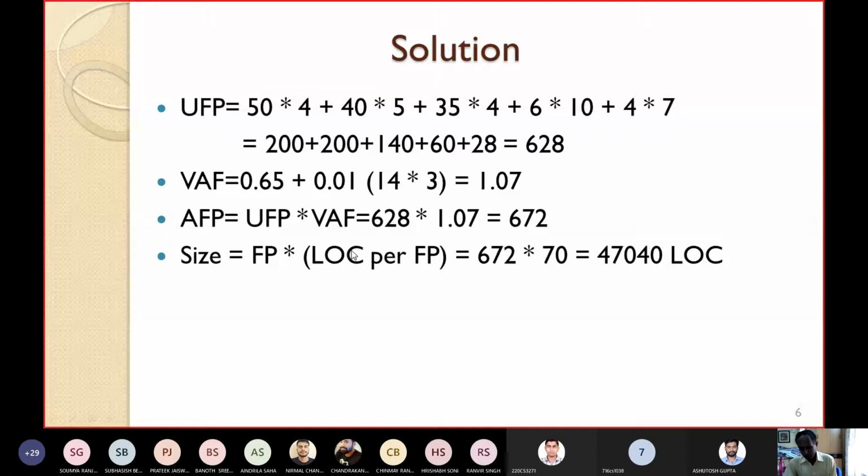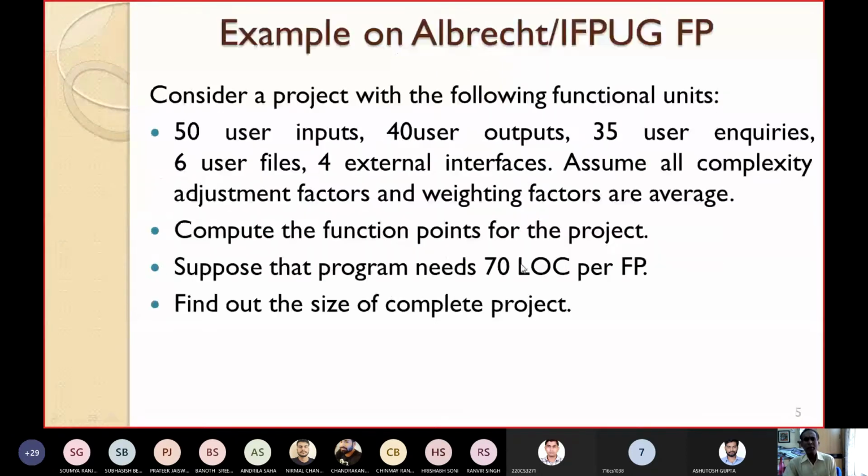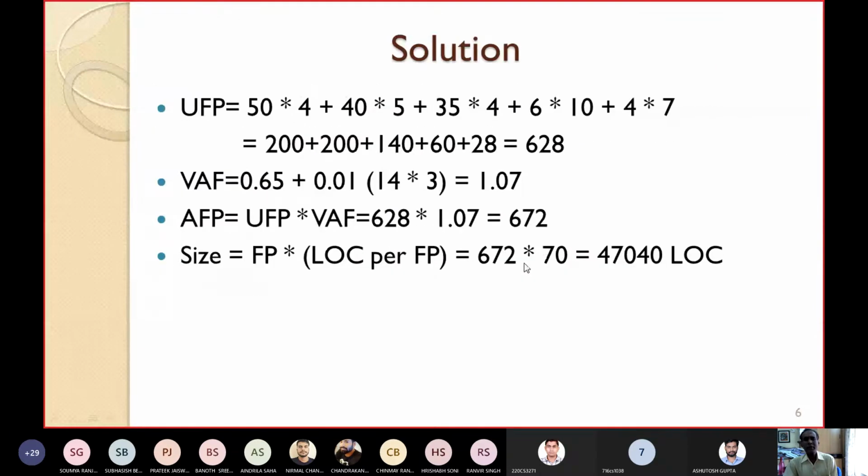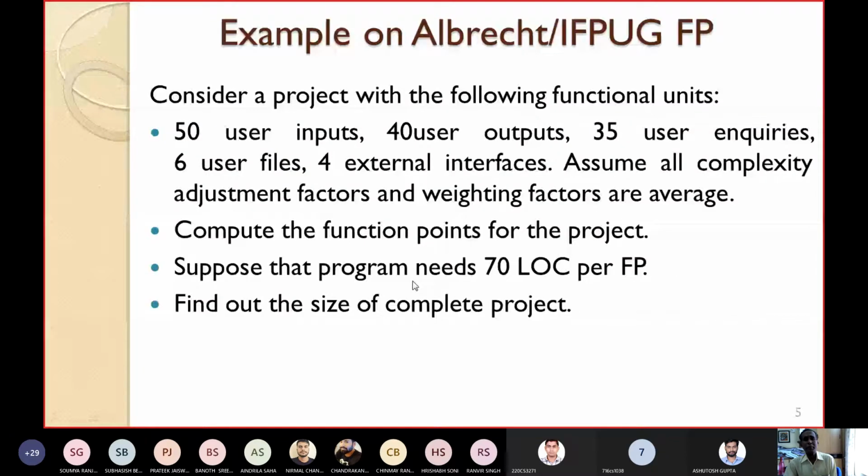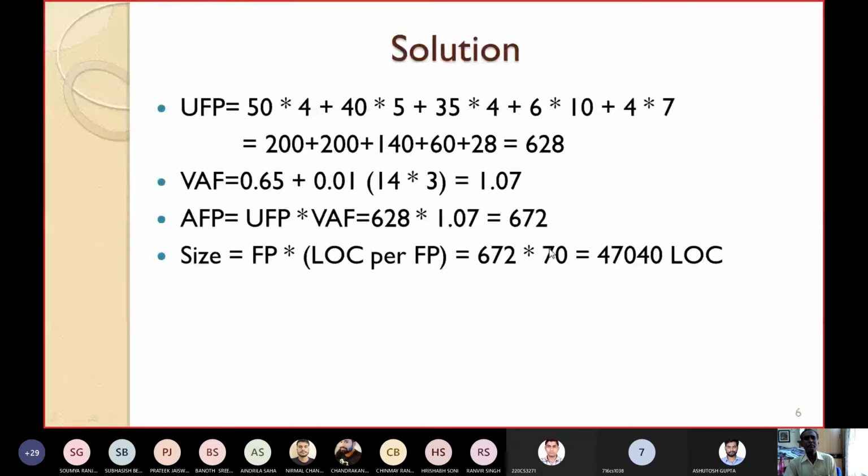What will be the size now? It is already given: per function point, the program needs 70 lines of code. How many function points? 672 function points. So the size will be function points into LOC per FP. That is 672 into the given 70 LOC per function point. So this is coming to be 47040 LOC. This is how, for this given problem, we can find the unadjusted function point as well as the size of the complete project. So this is a simple example we have explained to you.